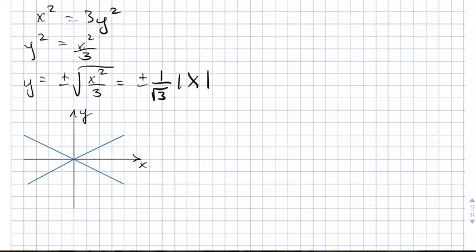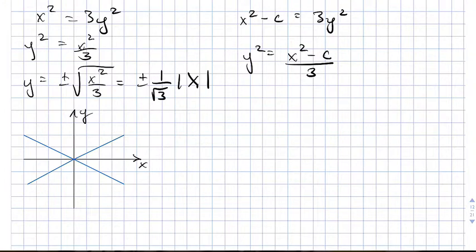I think I'm going to try the same technique. I'm going to solve for y and see what kind of image I get. We should get something mimicking this. So I'm going to add the 3y squared and subtract the c. Then I'll get x squared minus c will be 3y squared. So y squared would be x squared minus c over 3. And then you would take the square root, plus or minus. So y would be plus or minus the root of x squared minus c over 3.